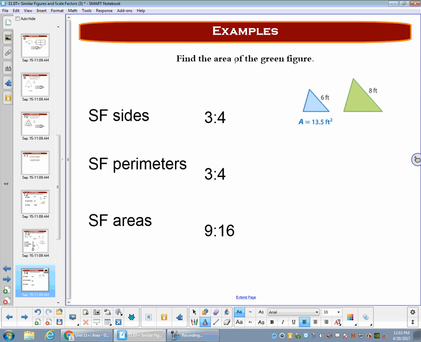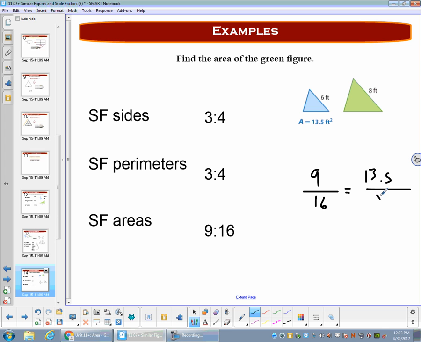Now here, we want to find the area. So since we're finding area, we have to use this ratio. So I'm going to say 9 over 16 is going to equal. Now this 13.5 is in the smaller triangle. The smaller number is on top. So I'm going to say 13.5 over x.